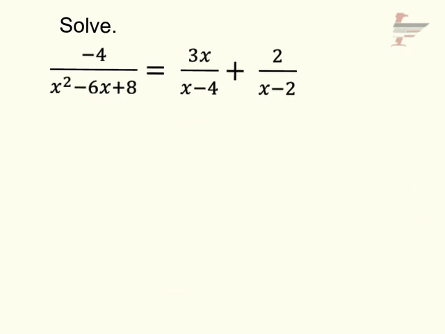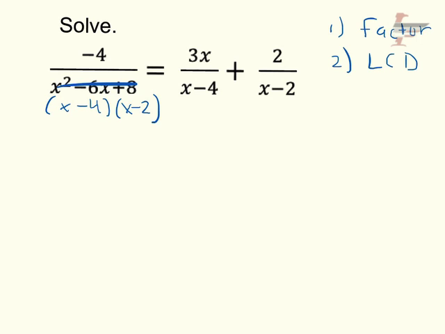Alright, this one is a solving problem. So the first step is the same as adding and subtracting. You want to factor out your denominators. So the first denominator factors down to x minus 4 and x minus 2. And the other two denominators are already factored completely. So then you're ready to find the LCD.